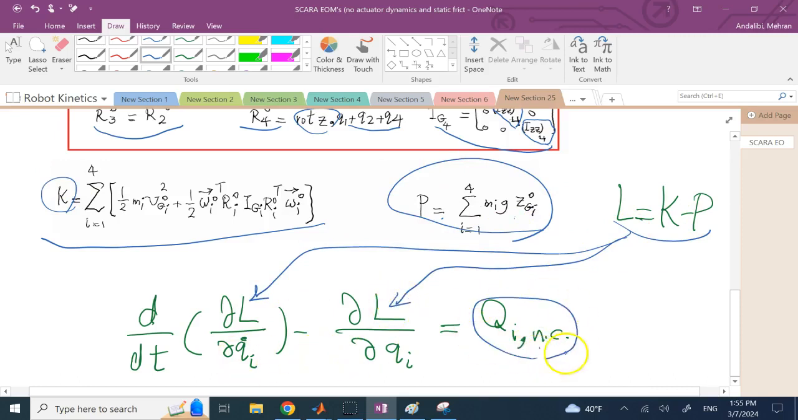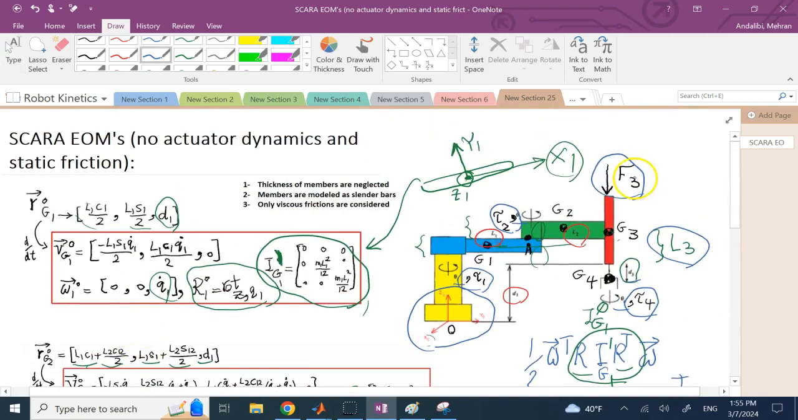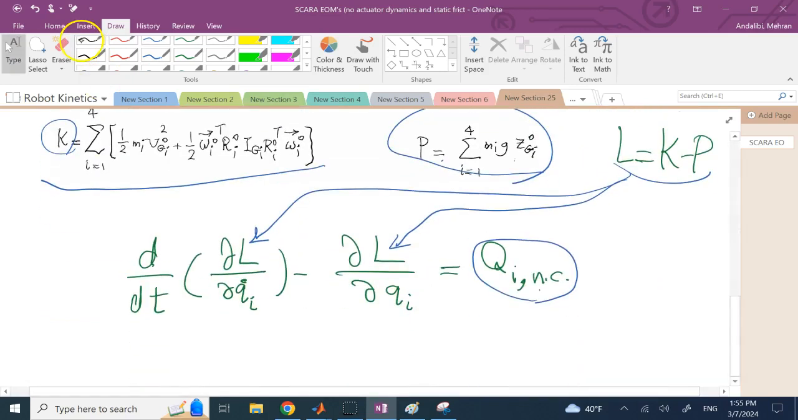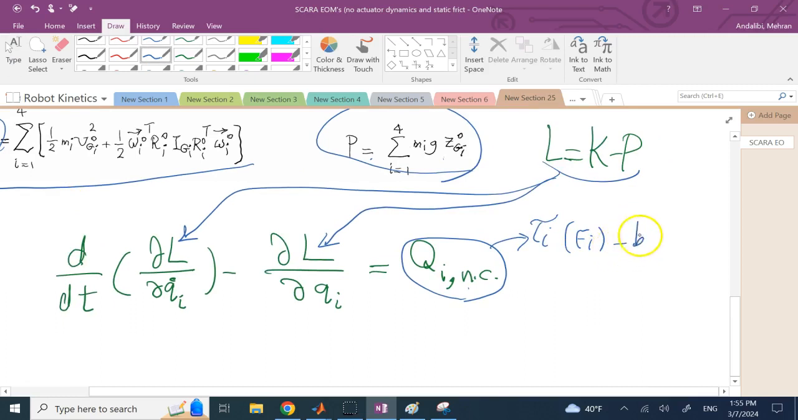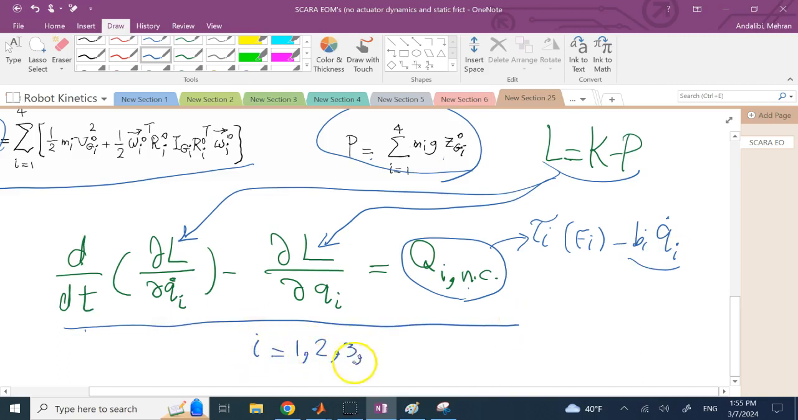And what are the Q non-conservatives here? The only non-conservatives we have are these actuations, F3, tau 1, tau 2, tau 4, as well as what? The viscous frictions. So this is going to be basically either tau i or Fi, right? One of them. And then minus what? Bi times Qi dot, right? The viscous friction. Okay? So these are going to give me 4 equations because here i goes from 1 to what? 1 to 4. So I will get 4 governing equations.